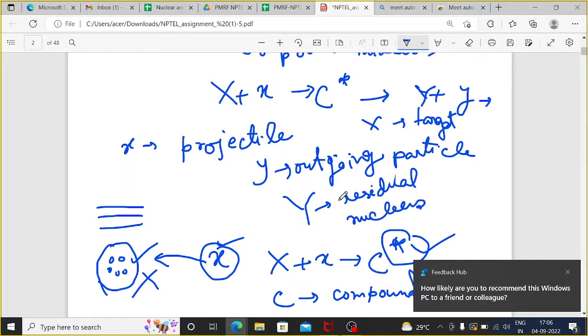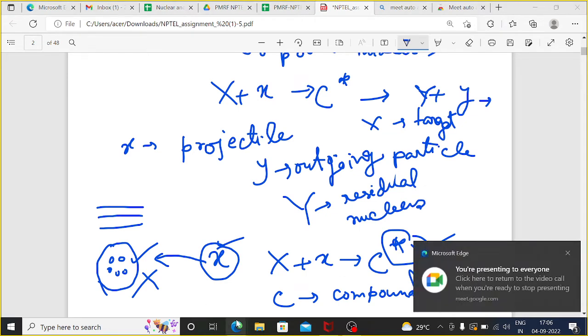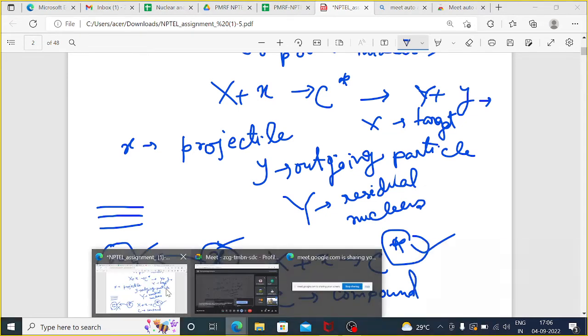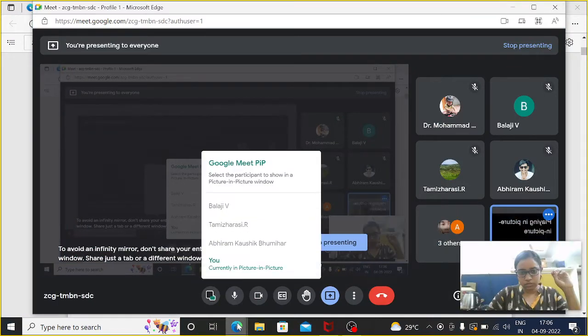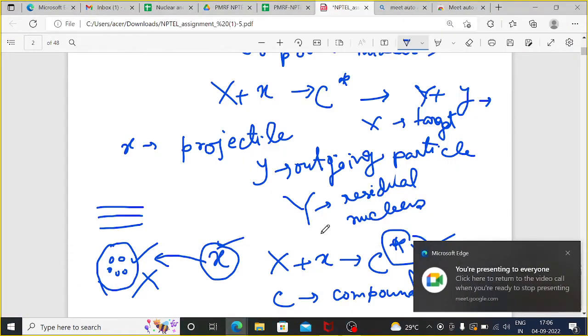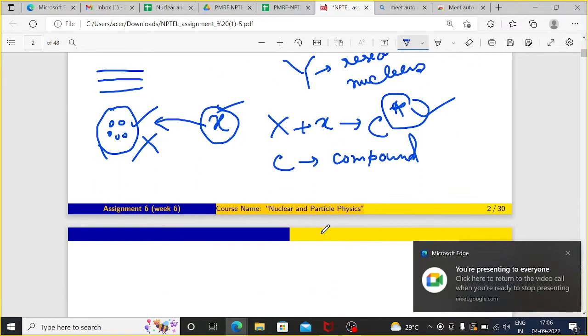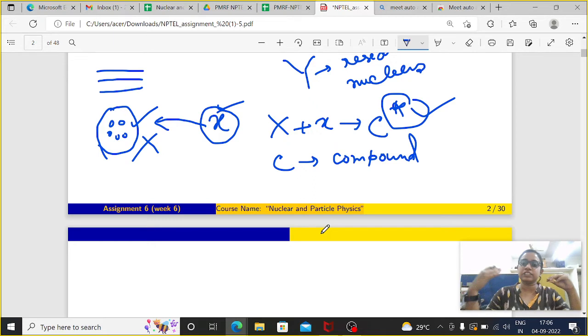whatever is there will be in an unstable state, that means it will be in an excited level state. So for all the cases, the compound nucleus will always be in an excited state. That's why we are writing C star here.